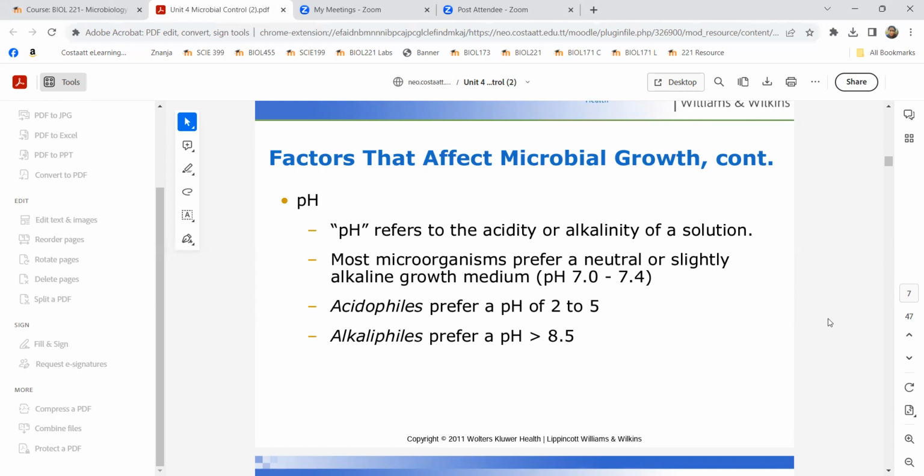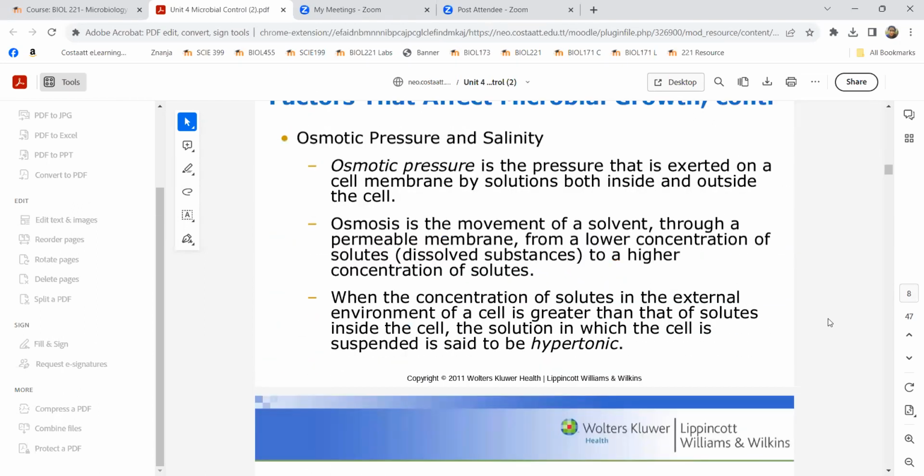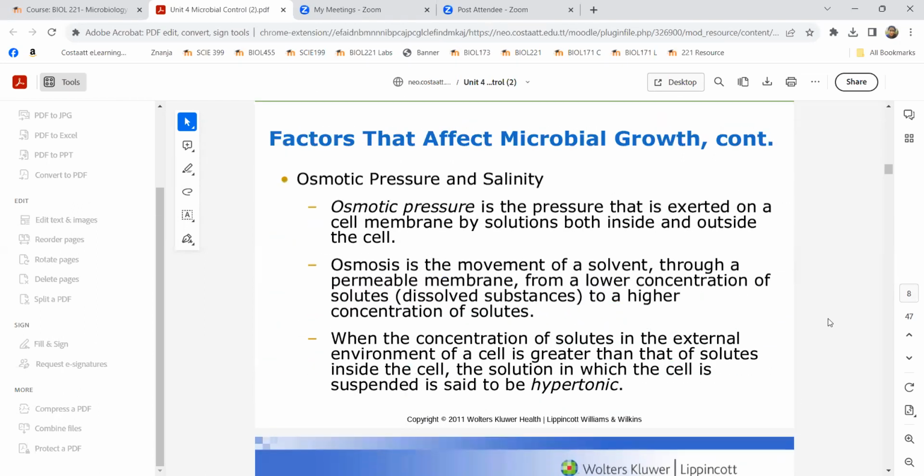As I mentioned, pH, whether the environment is acidic or alkaline, microorganisms have a preference, right? Acidophiles, and this one is easy to remember, like acidic pH values, a pH of 2 to 5. Alkaliphiles prefer a pH of around 8.5. Another factor would be osmotic pressure and salinity.